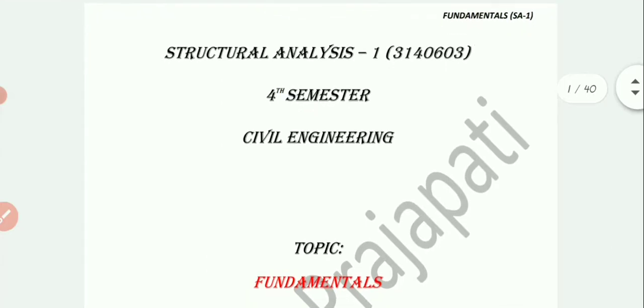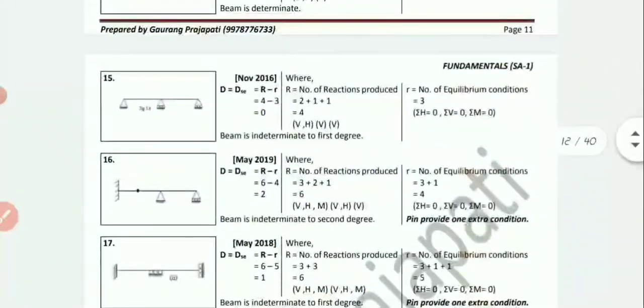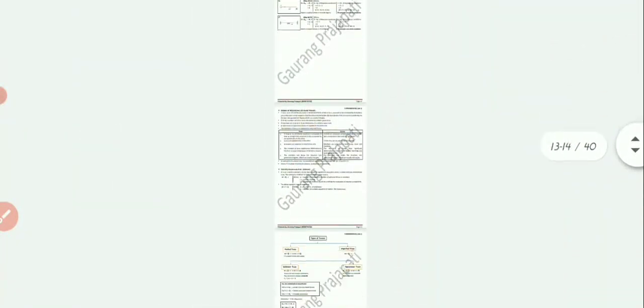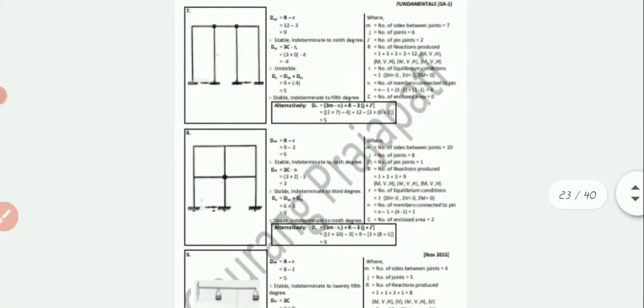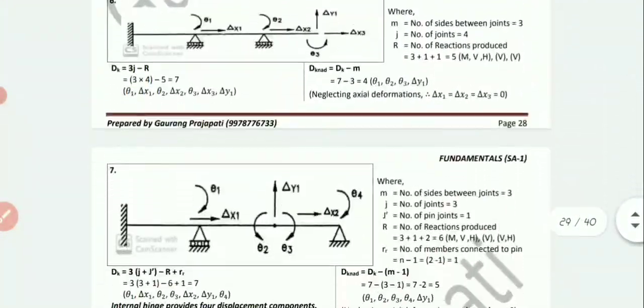So I am going to continue with the topic of fundamentals of the subject Structural Analysis 1, 4th semester Civil Engineering. Now in the previous video we have covered the kinematic indeterminacy of the beam section. Now in this video we are going to cover the kinematic indeterminacy of plane truss.